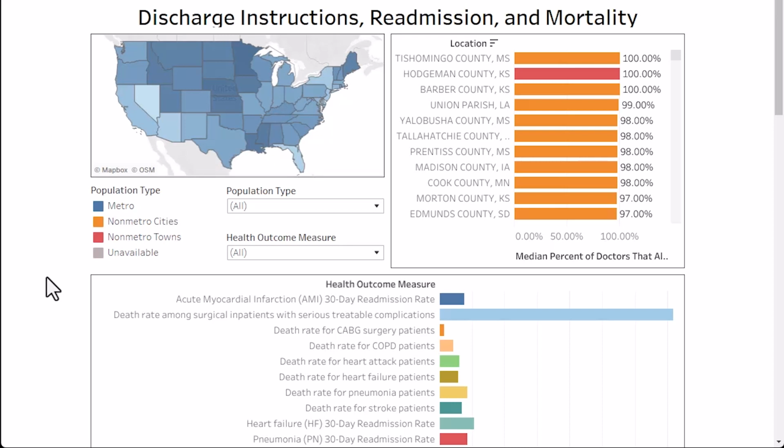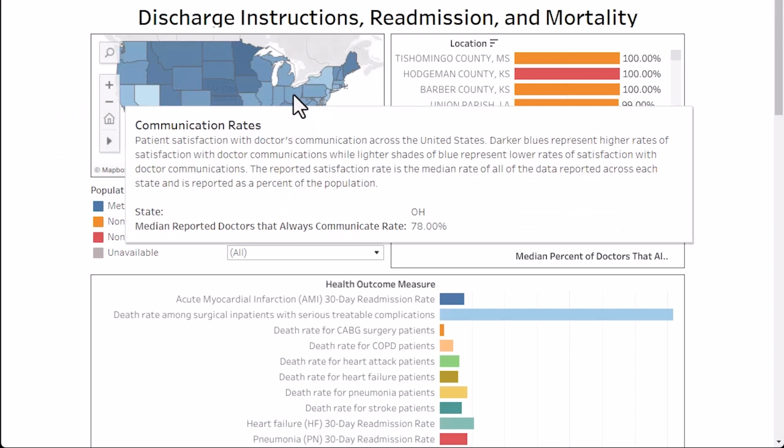Now, the states with a darker shade of blue represent states that have a higher patient satisfaction rate with doctor communication, compared to those states with lighter shades of blue, which are reporting a lower rate of patient satisfaction with doctor communication. So if we put your mouse over any one of these states, let's say Ohio, we can see the state of Ohio has a median reported satisfaction rate of doctor's communication at 78%.